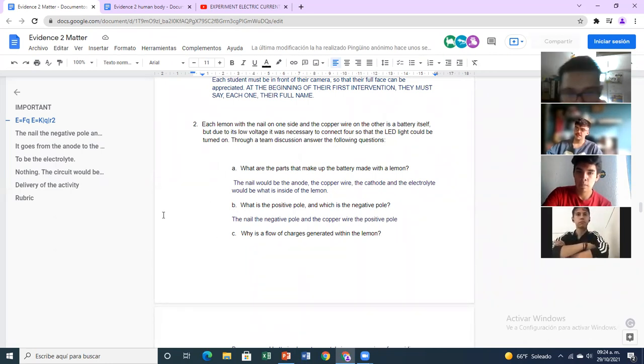I'm Leonardo Gonzalez Bustos, and I'm going to do the second one. What is the positive pole and which is the negative pole? The nail is the negative pole and the copper wire is the positive pole.